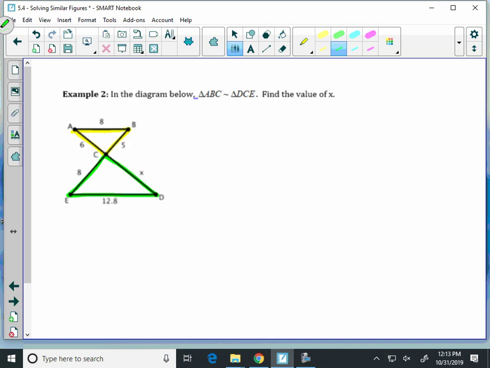Let's mark their angles. ABC. A is first, so it gets 1. B is second, so it gets 2. C is third, so it gets 3. And we have DCE. D is first, so it gets 1. C is, wait. Did I not fix it? Change this to DEC. This should be DEC. E is second, so it gets 2. C is third, so it gets 3. I thought that was fixed.